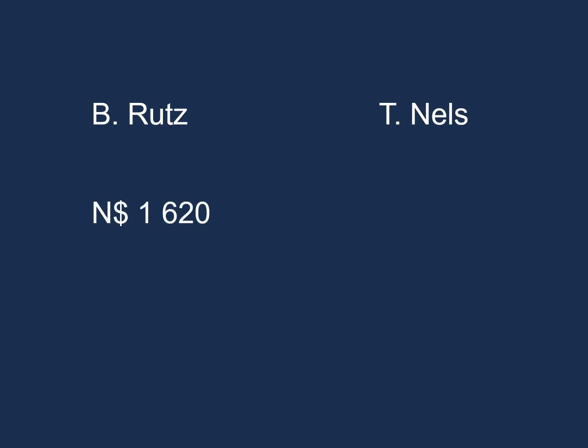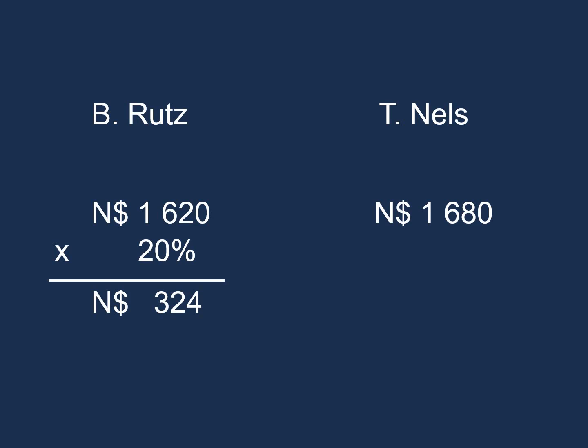So the gross wages for B Roots is 1,620. If you multiply that with 20%, we will get $324. The gross wages for T Nels is 1,680. If you take that multiplied by 20%, we will get $336. Let's go ahead and enter that in our pay as you earn column.